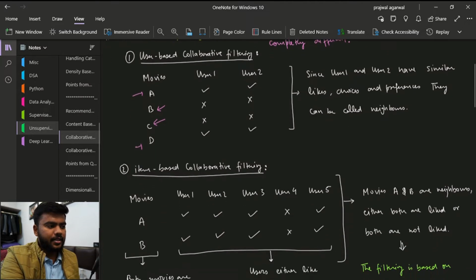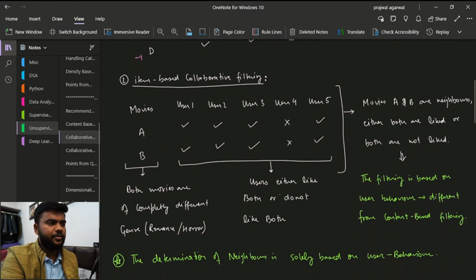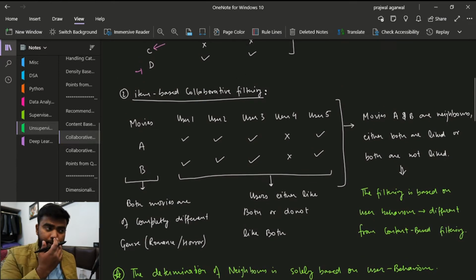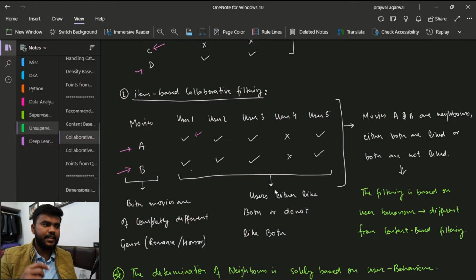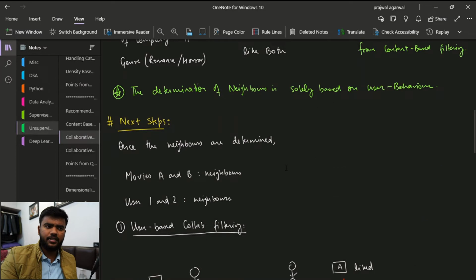Talking about item based, if we want to find neighbors, two items are said to be neighbors of each other when a person who likes the first item also likes the second item, and when a person who does not like the first item does not like the second item as well. So basically the movies A and B are neighbors, either both are liked or both are not liked. As you can see, the determination of neighbors is solely based on user behavior.